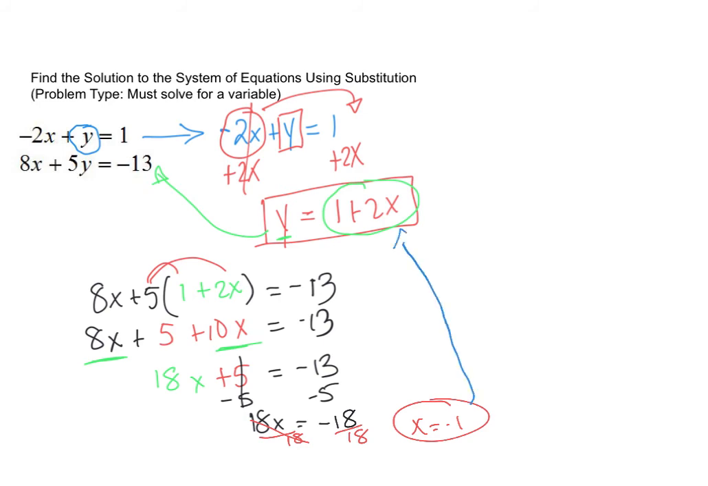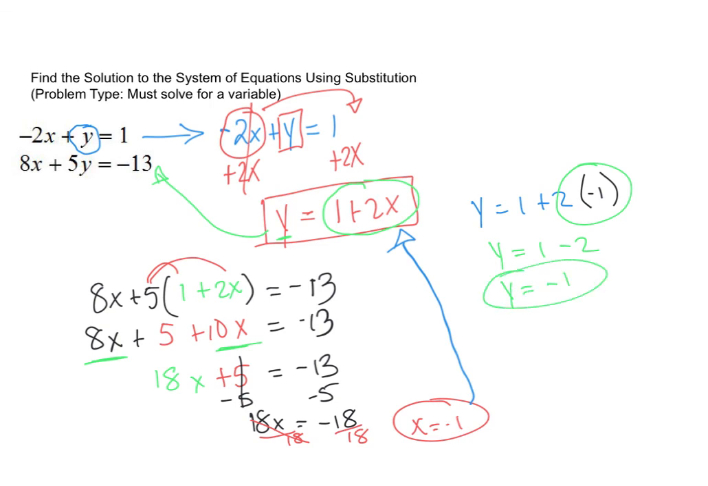So we'll go back to the very beginning where we isolated our equation, and we will say y is equal to 1 plus 2, and instead of writing x, we know that the value of x is now negative 1. Order of operations. So I'll multiply 2 times negative 1, which is negative 2. And then 1 minus 2 is negative 1. Remember to write your answer as an ordered pair.